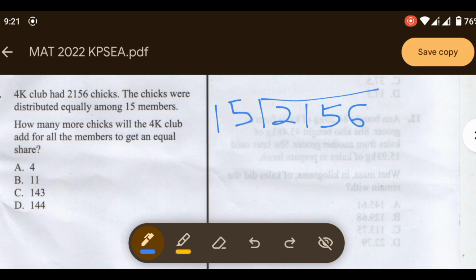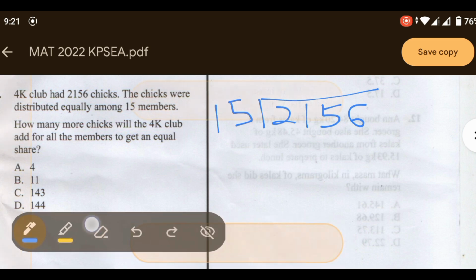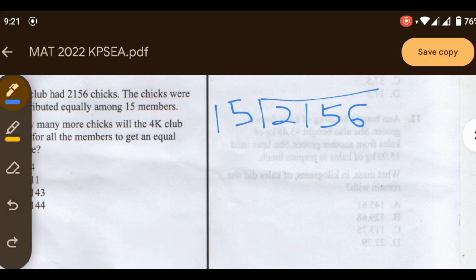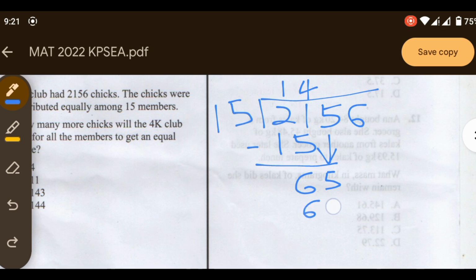So 15 goes into 21. So we're going to do minus 15 because one time. 21 minus 15 is 6. Drop the 5. 15 can go into 65 4 times because of 60. 65 minus 60 is 5. Then we drop the 6. So 15 can go into 56 3 times, but we'll have 45.